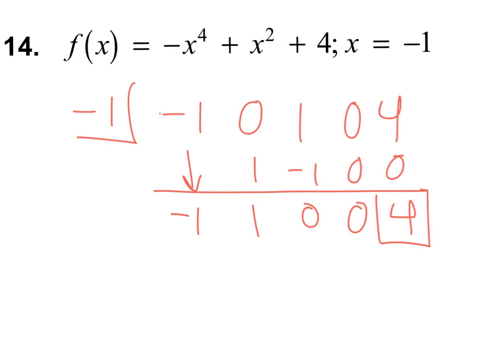Okay, so there is your answer. Using synthetic division and putting the -1 here, using all of my places, including the ones that are missing, running synthetic division, I end up with 4. If you chose to do it the old-fashioned way, you should have gotten the same answer. The answer is 4. That's division and using synthetic division to evaluate.